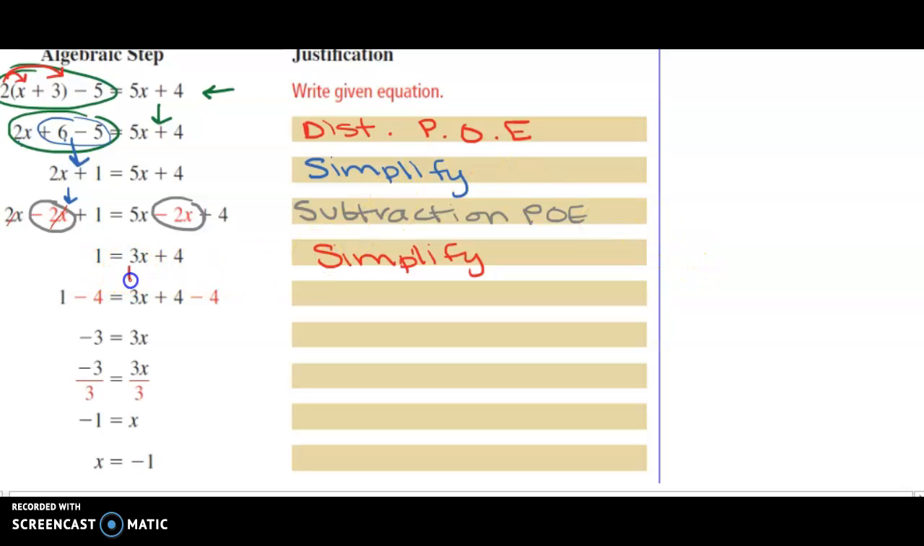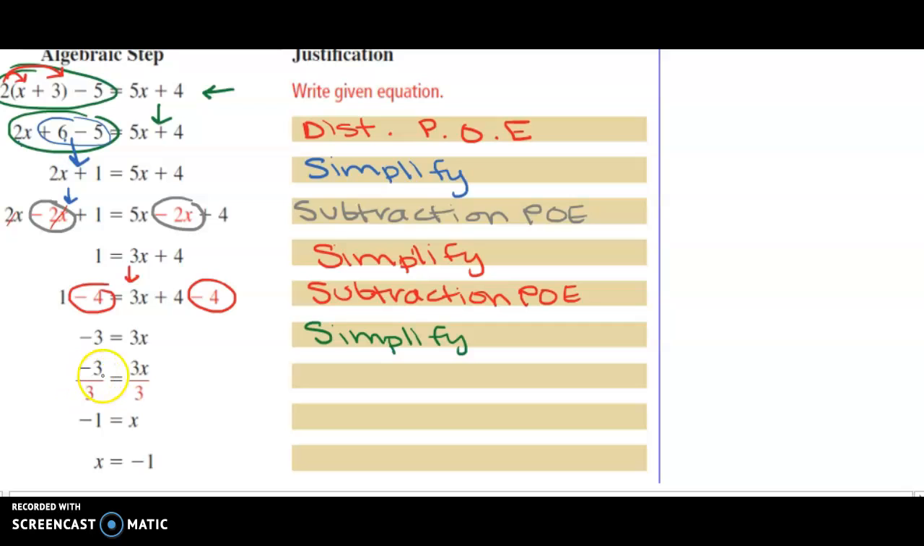Now let's look down here. 1 goes to a 1 minus 4. 3x plus 4 goes to a 3x plus 4 minus 4. So once again, we are subtracting the same thing from both sides of the equation, which is the subtraction property of equality. Now we just did a little bit of math, so we're going to simplify.